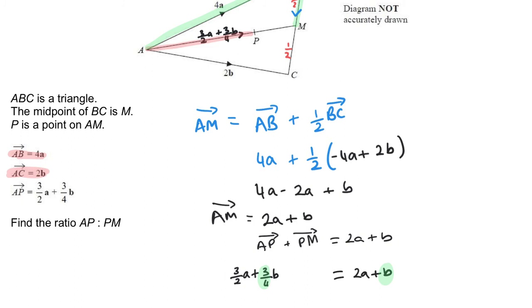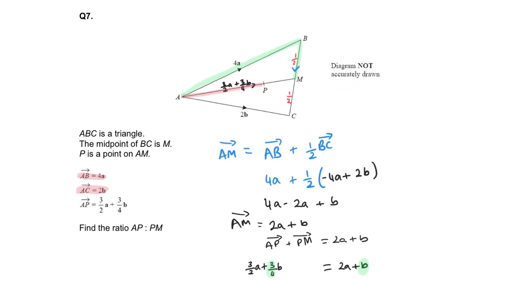So that means my ratio is that AP is 3/4 and PM is a quarter. So my ratio is 3 to 1 because that's a total of 4 parts.